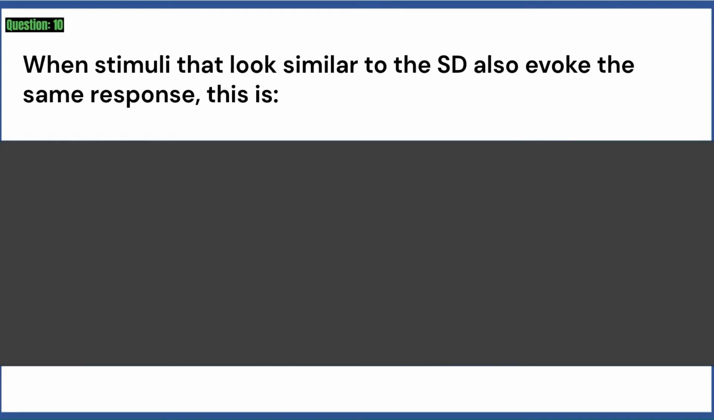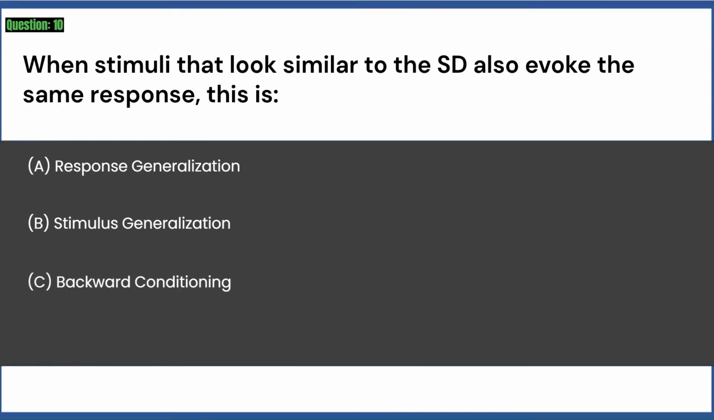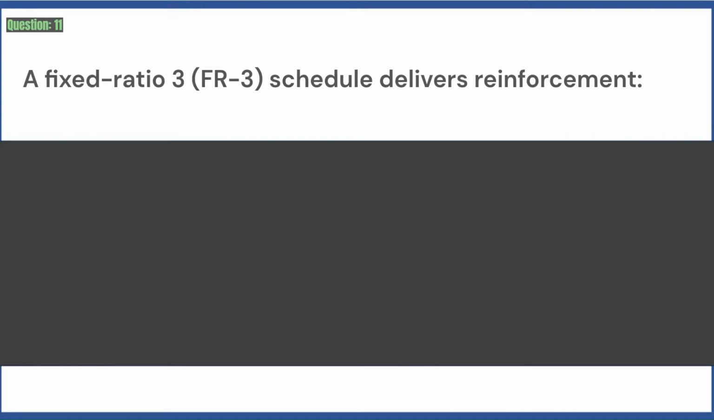When stimuli that look similar to the SD also evoke the same response, this is A. Response generalization. B. Stimulus generalization. C. Backward conditioning. D. Extinction burst. Answer: B. Stimulus generalization.